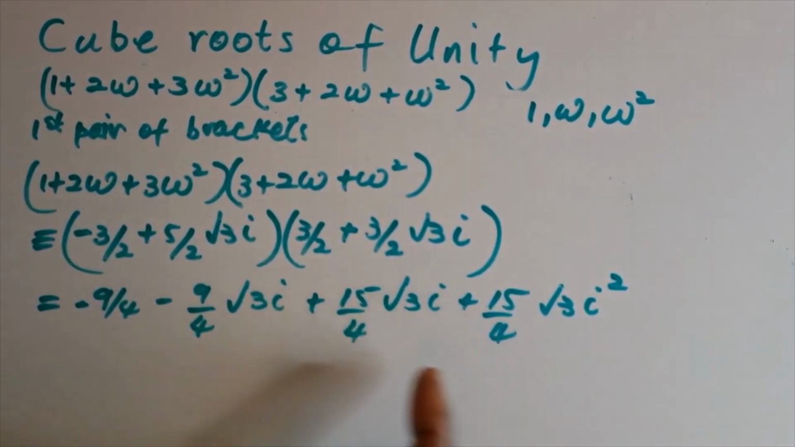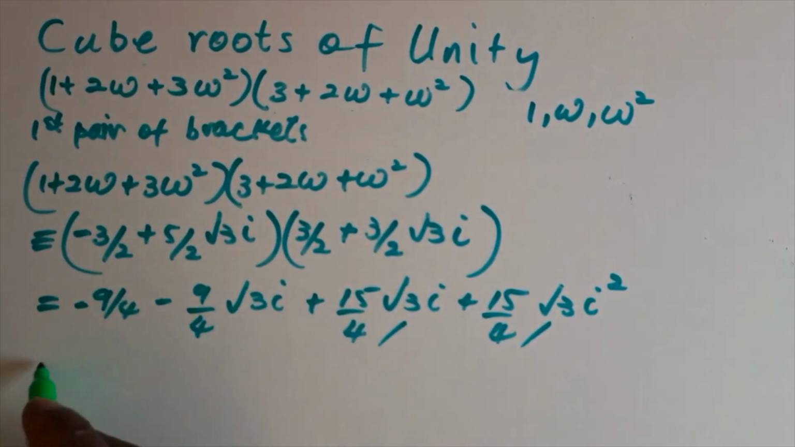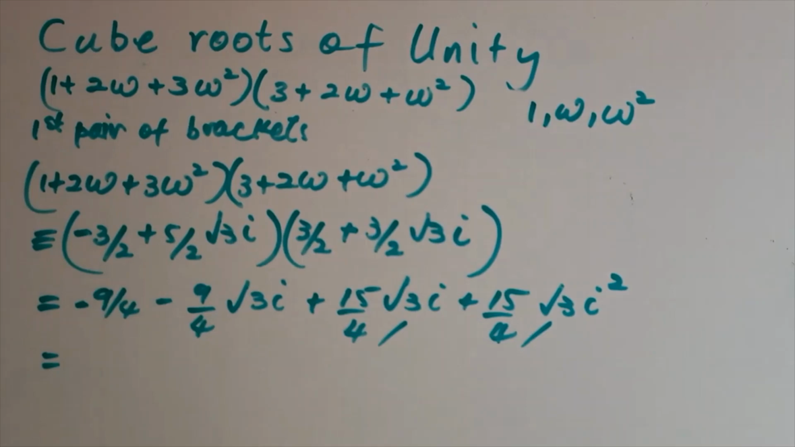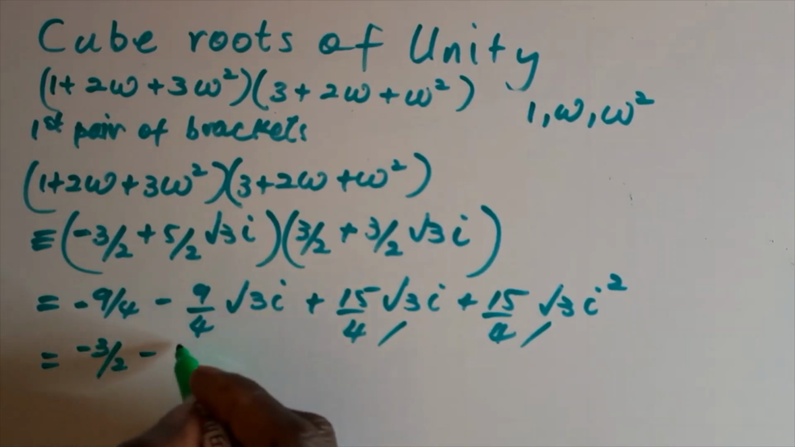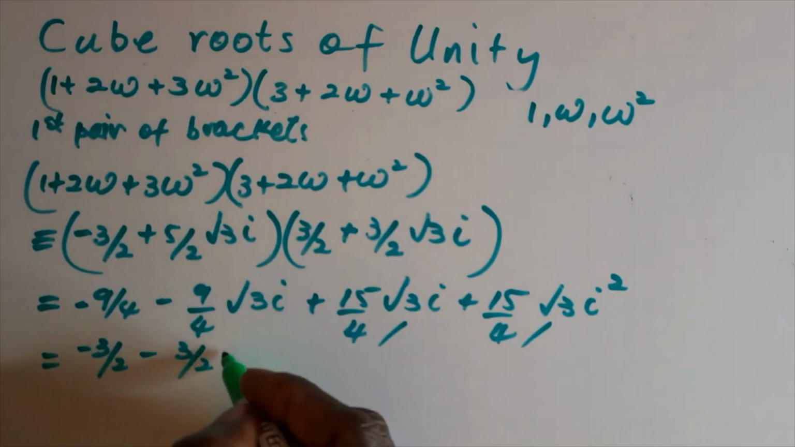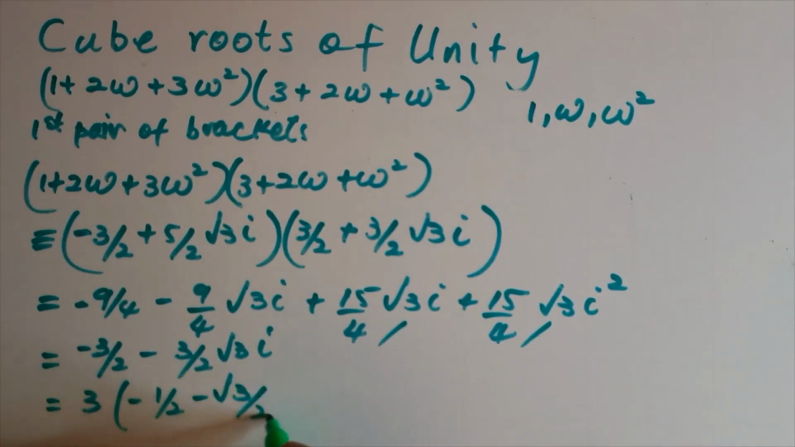Now this becomes negative, which cancels with this, so these cancel, and we're just left with minus 9 over 4 minus 9 over 4 root 3i. If we simplify this, it becomes minus 3 over 2 minus 3 over 2 root 3i. Further to this, if we factorize this, we can write 3 brackets minus a half minus root 3 over 2i.